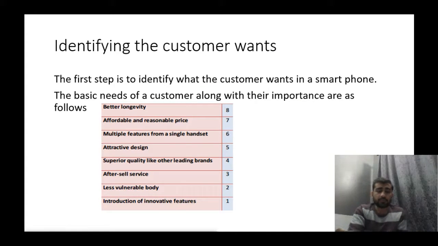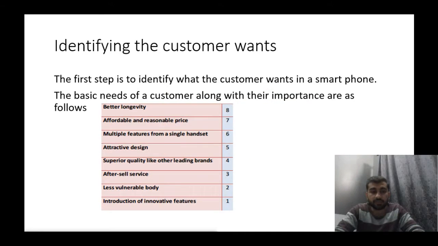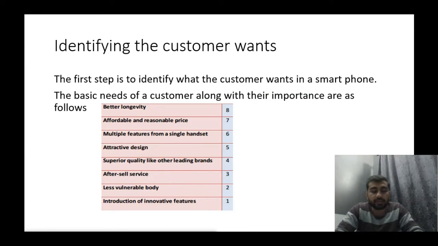So moving on, first, we'll identify the customer wants. The first step is to identify what the customer wants in a smartphone. The basic needs of a customer along with their importance are as follows: better longevity, affordable and reasonable price, multiple features from a single handset, attractive design, superior quality like other leading brands, after sale service, less vulnerable body, and introduction of innovative features. These are the basic necessities the customer wants when buying a smartphone. Beside it, we have the ratings: the customer gives 8 to better longevity, 7 to affordable reasonable price, and accordingly it goes down with the different requirements.